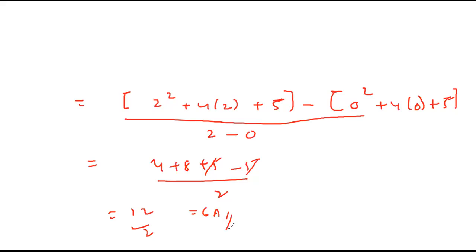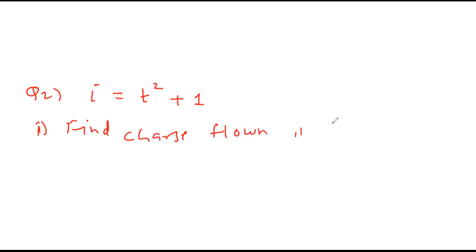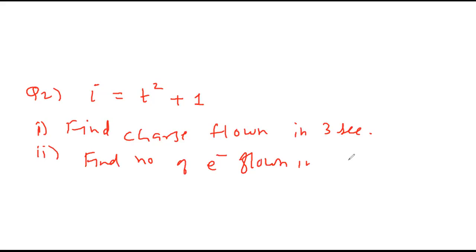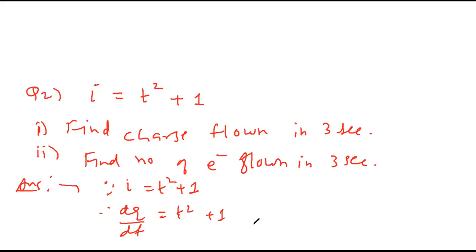Completed? Okay. Question number two. I is t square plus 1. First part, find the charge flown in 3 seconds. Second, find the number of electrons flown in 3 seconds. I is t square plus 1, we want charge. What is I actually? dq by dt or not?